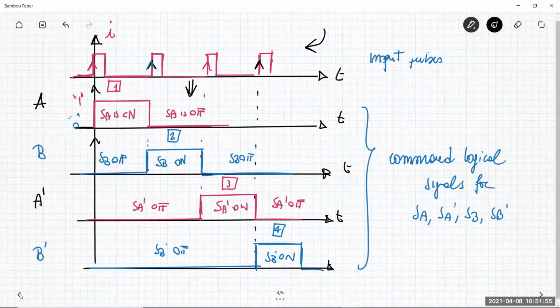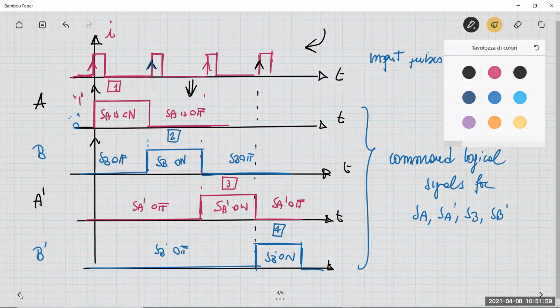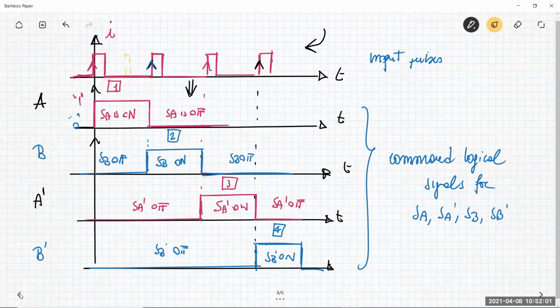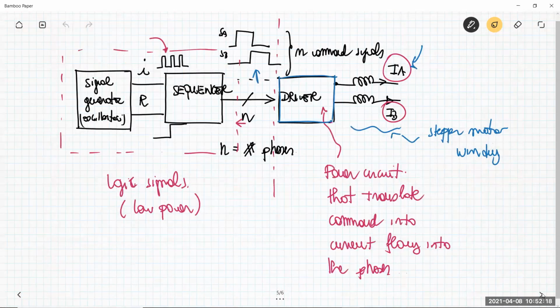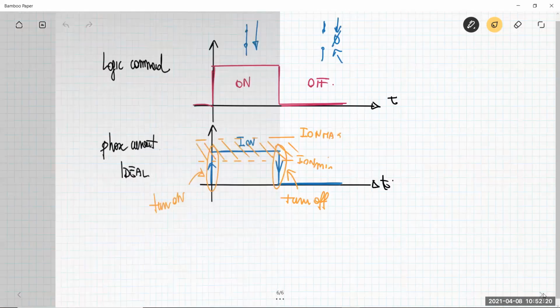What happens if I increase the frequency? If I increase the frequency here, it means that these pulses are closer to each other. The period becomes very small and the frequency goes high. So the pulses of the command signal become narrow, and the current becomes very, very narrow.